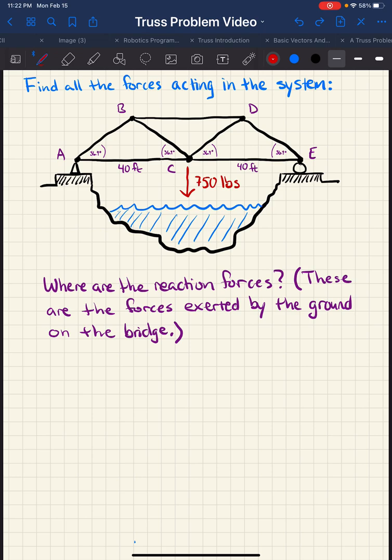That means it could rotate around this point. So we could lift the bridge up if it were a drawbridge, and this end could come up and it would rotate around A over here.